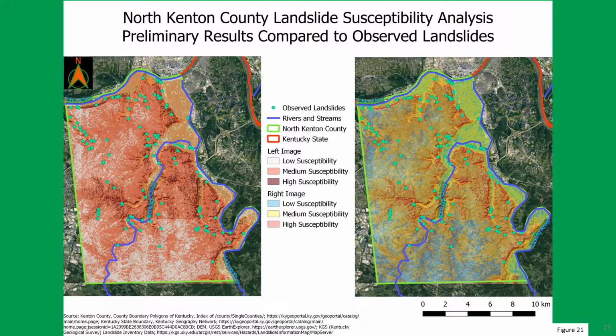A lot of the same regions highlighted in dark red in the map to the left, and in red in the map to the right, show a high number of landslides occurring in those regions. Being able to compare actual field results to the preliminary results gives confidence that these susceptibility estimates are relatively accurate.